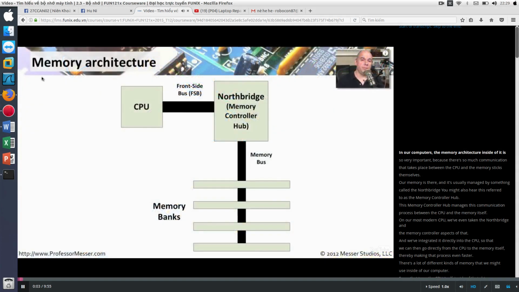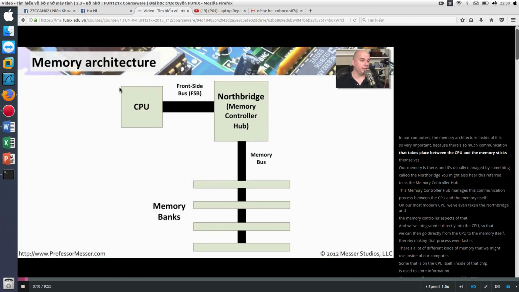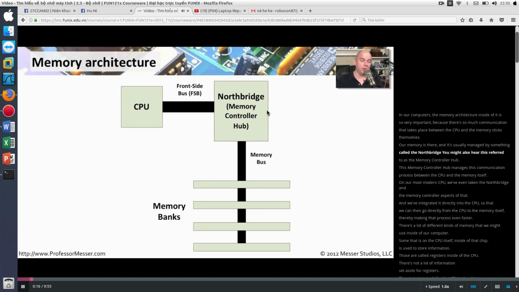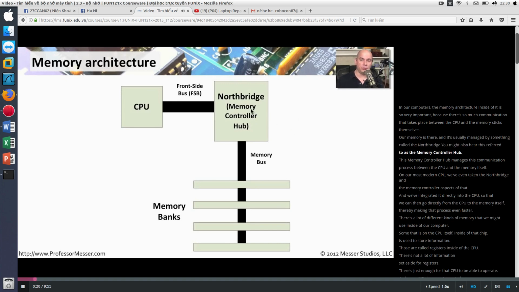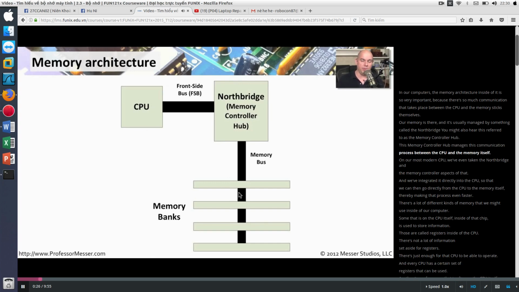In our computers, the memory architecture inside of it is so very important because there's so much communication that takes place between the CPU and the memory sticks themselves. Our memory is usually managed by something called the North Bridge. You might also hear this referred to as the memory controller hub. This memory controller hub manages this communication process between the CPU and the memory itself.